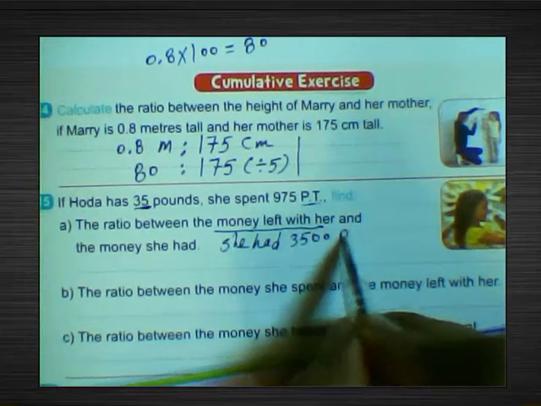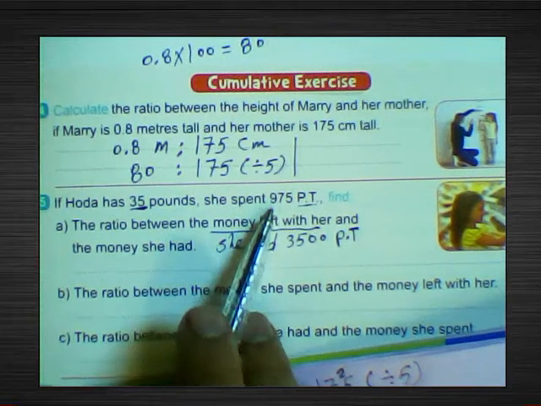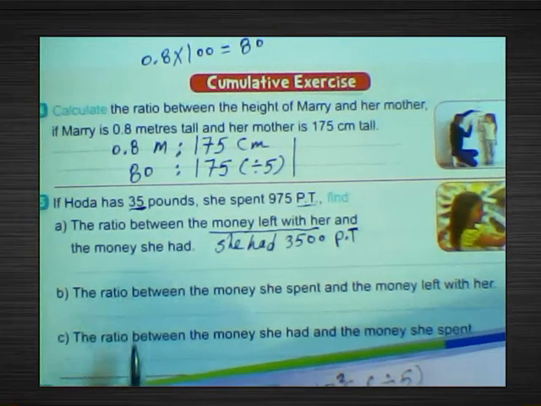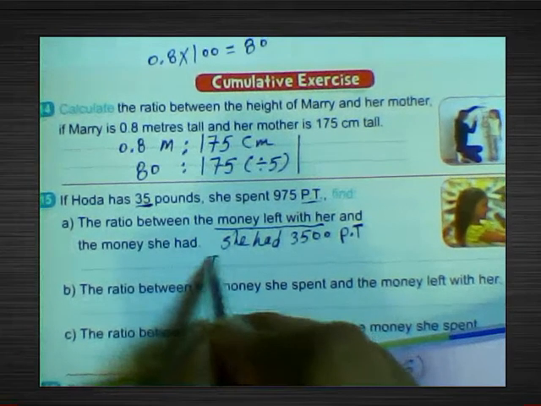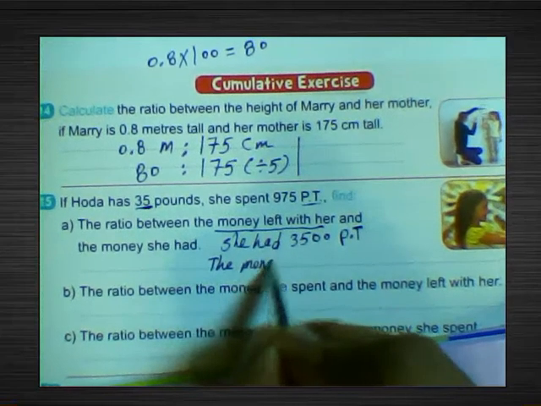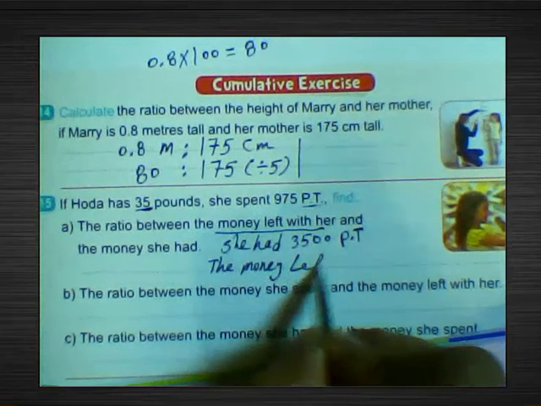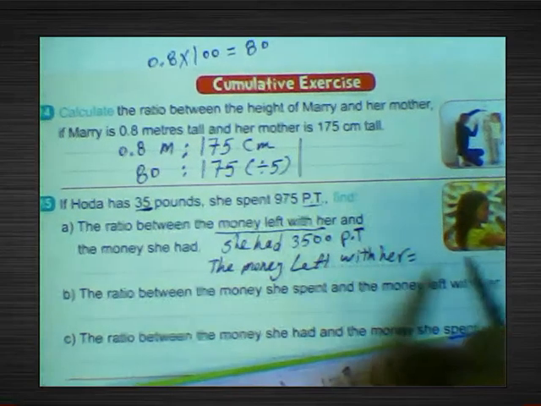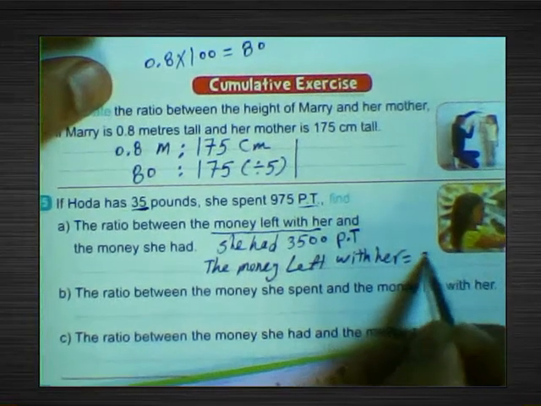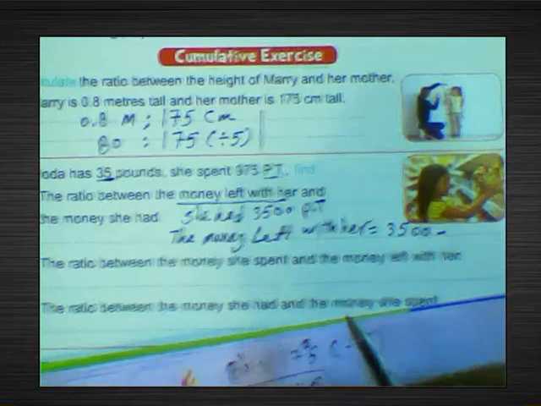Okay, so she had 3,500 piastres, and she spent 975 piastres, and the money left with her equals 3,500 subtract 975.